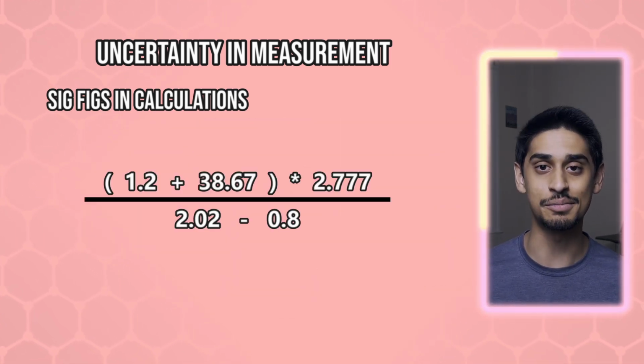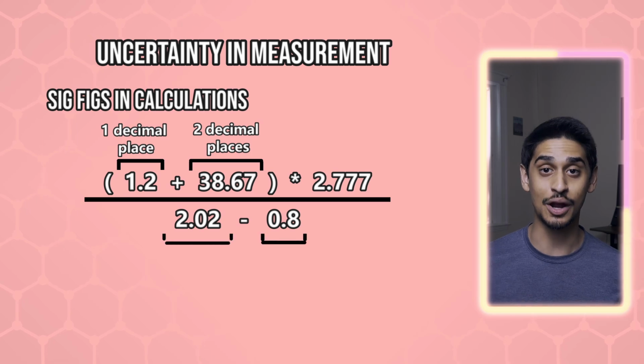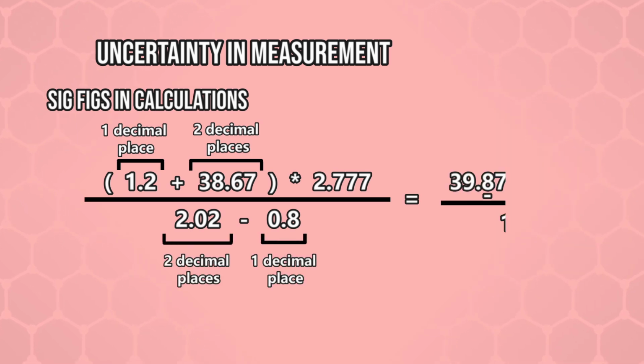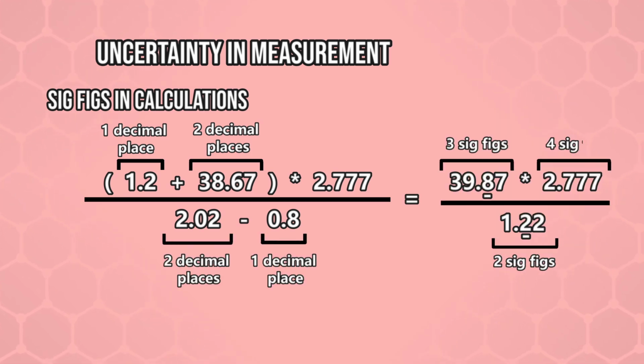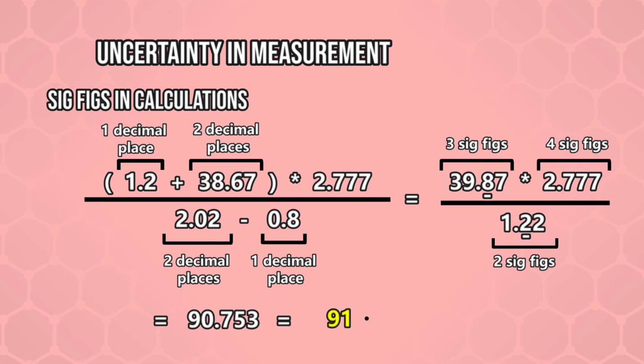Alright, next example. Let's add the numbers on the top and subtract the numbers on the bottom. Now we have to do multiplication and division, and the number with the least number of sig figs is on the bottom, which has 2 significant figures. After calculating the result, you'll get something like this, but because we need to cut to 2 sig figs, the final answer is 91.